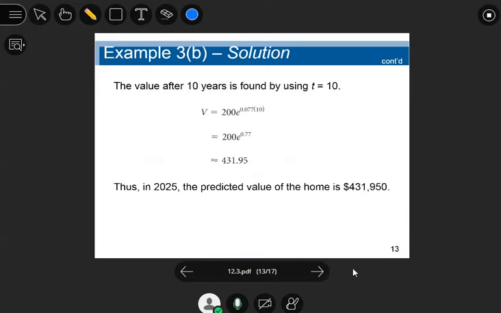After that, the problem asks what happens to v after 10 years. So we substitute 10 for t, and it becomes this value, which you can find by using your calculator. So in 2025 the predicted value of the home is this amount.